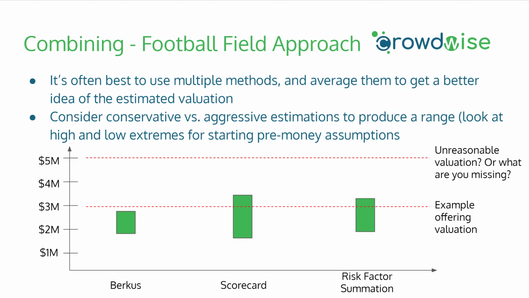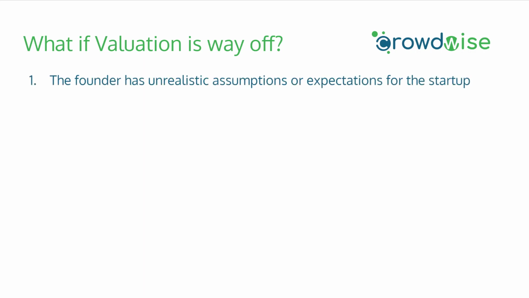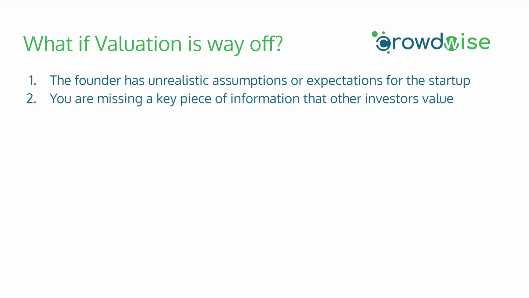So you have to ask, is this unreasonable, or are you missing something in your estimations? This begs the question, what if the valuation is way off from what the founders are asking? It's either one of two things. Either the founder's wrong and they have unrealistic assumptions or expectations, maybe they got some bad advice from other founders or investors, or you are wrong. You're perhaps missing a key piece of information that other investors value, and finding where these disconnects are in your own valuation skills will help you become a better investor in the future.